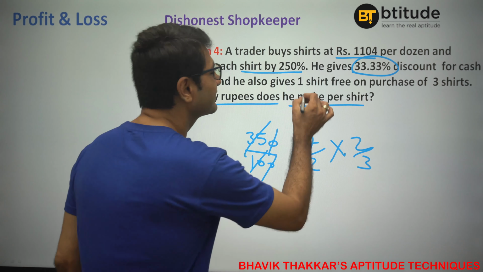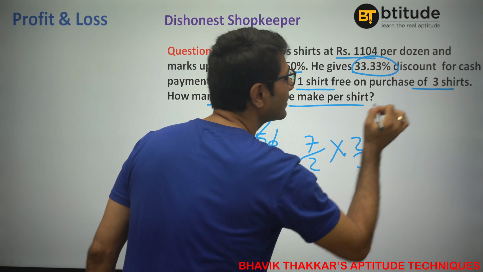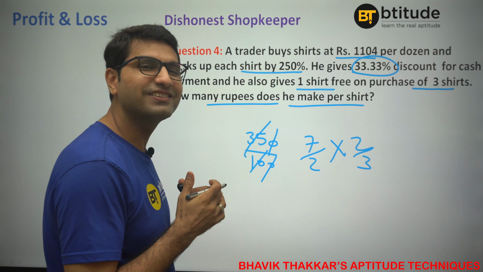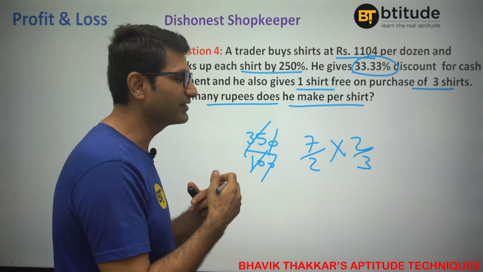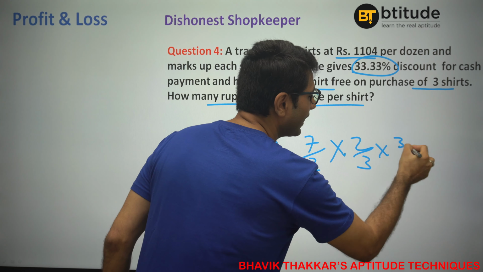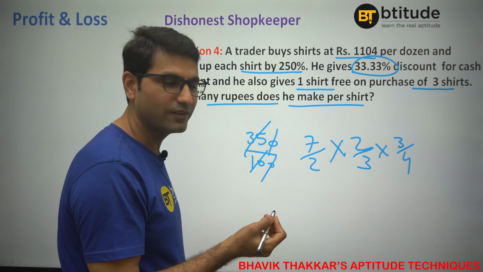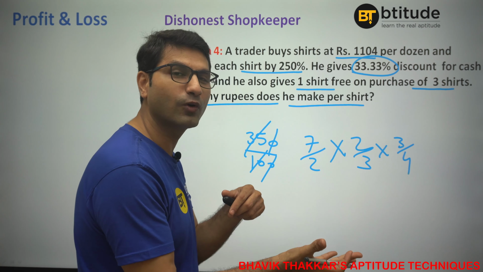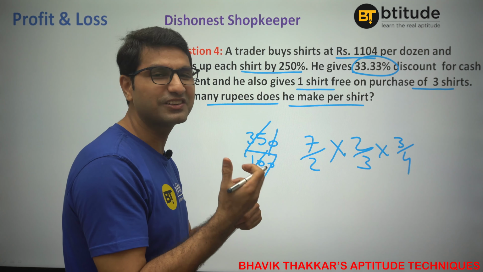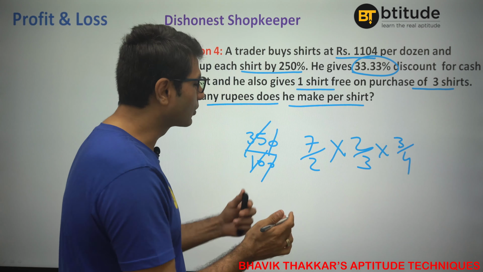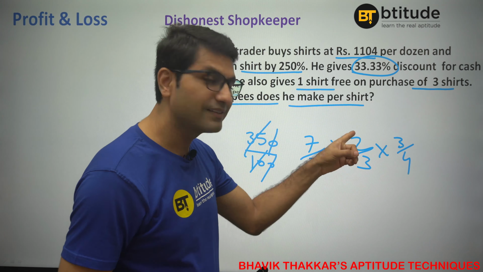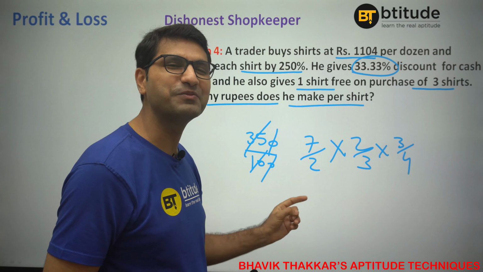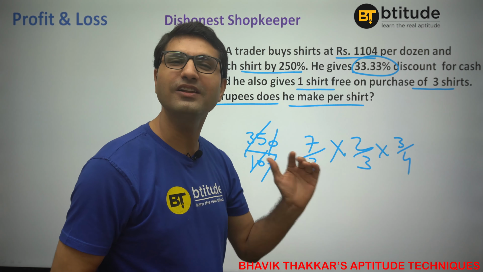And next, he is giving 1 shirt free on purchase of 3 shirts. So how many shirts he is giving away? 4 shirts in total, but he is getting money for only 3 shirts. So he is getting only 3 out of 4. Fair enough, because this is what he is giving away. Out of 4 shirts, he is getting only money worth 3 shirts. That's about it. So look, these two are actually discounts, right? That's why it is lesser than 1. This is the only profit, but it was big enough to give you overall lots of profit.